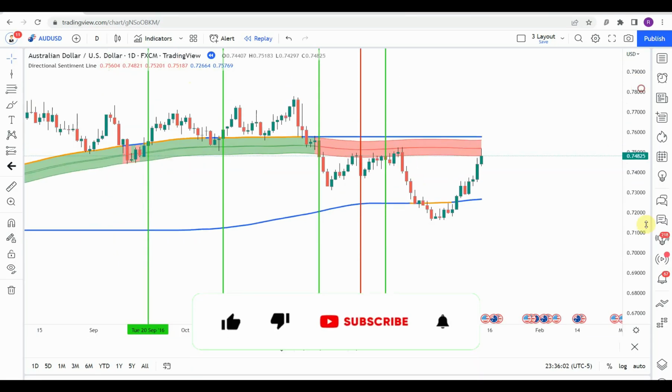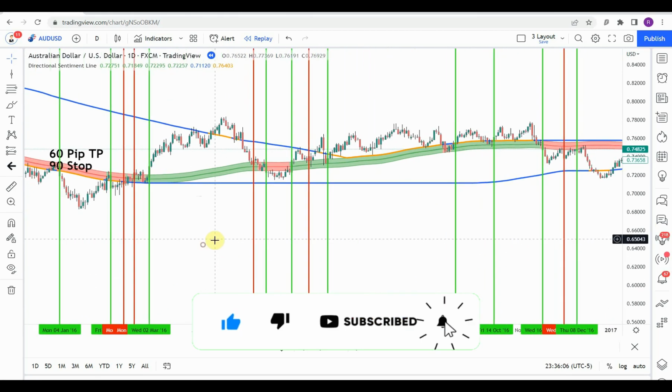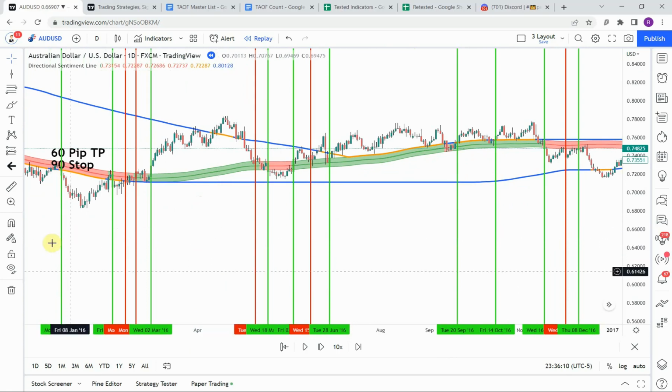All right, back to our indicator here. Let me scroll back here and get everything in focus. All right, there we go. All right, let's go ahead and count it out and see what we have. So 1, 2, 3, 4, 5, 6, 7, 8, 9, 10, 11, 12, 13, 14, and 15. So we have 15 trades altogether.